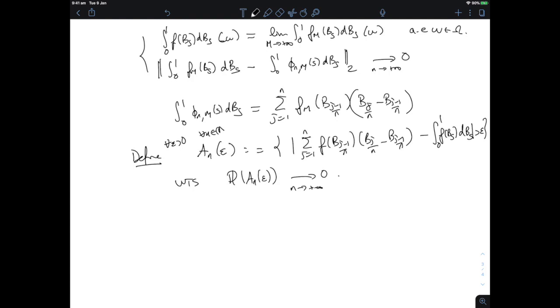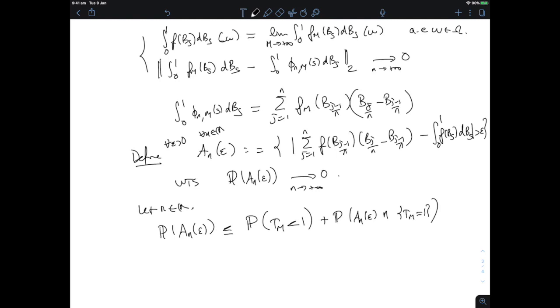That would conclude the proof. Okay, how do we do this? Well, let's give ourselves a capital M in N. What can I say about the probability of an epsilon? Well, it's two possibilities. It's either tau m is 1 or tau m is not 1. So this is certainly smaller than the probability of tau m being smaller than 1 plus the probability of an epsilon intersected the set where tau m is equal to 1.